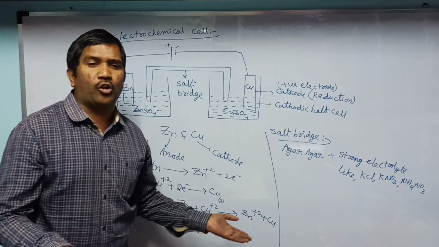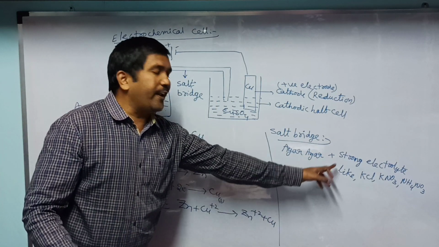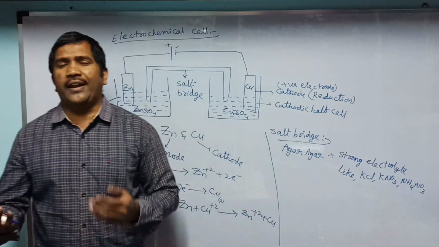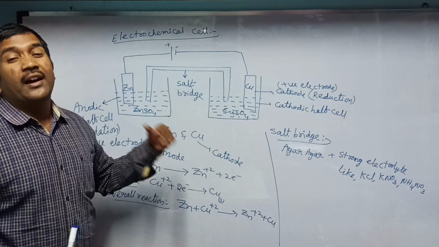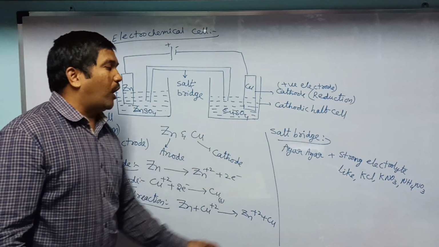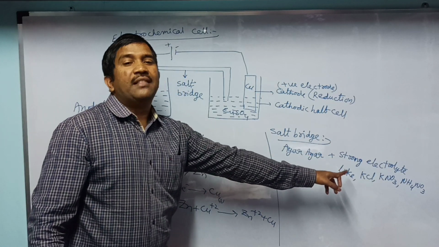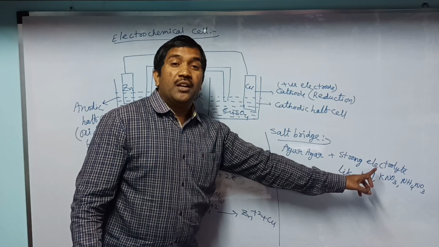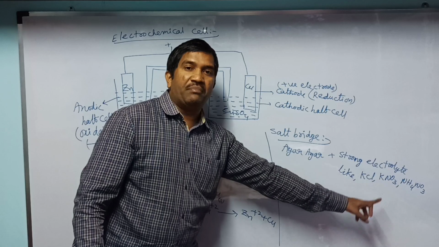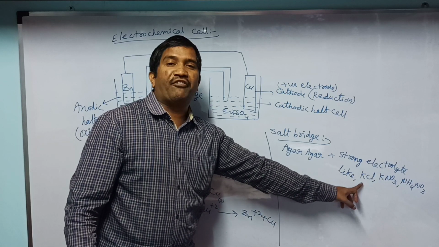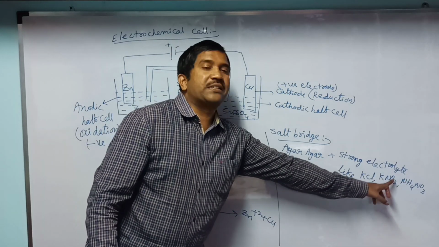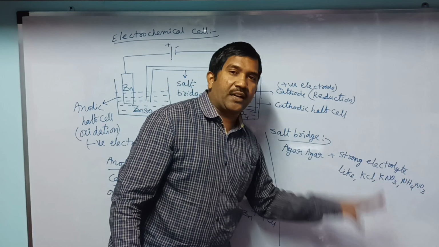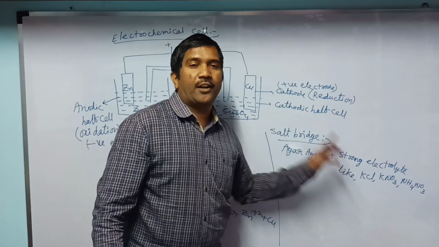Many strong electrolytes are present, but we are using only these three. Why not the remaining strong electrolytes? Because the transport numbers of the ions in these electrolytes are the same. That means the transport numbers of K+ and Cl-, K+ and NO3-, and NH4+ and NO3- are the same. Due to that reason, we are using these strong electrolytes.